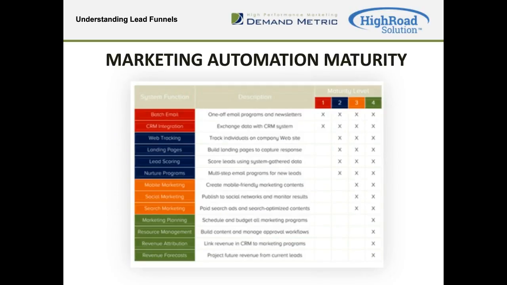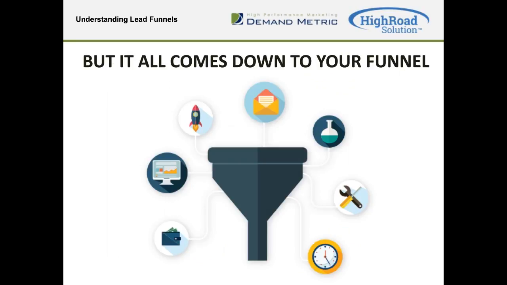Now, marketing automation has different levels of maturity, which we discussed in the previous presentation, all the way from one-off emails, going through landing pages and tracking and lead scoring, all the way down to revenue forecasts. So there's a lot to marketing automation, but really it all comes down to your funnel. So your funnel is where the action is going to happen. That's what this webinar is all about.